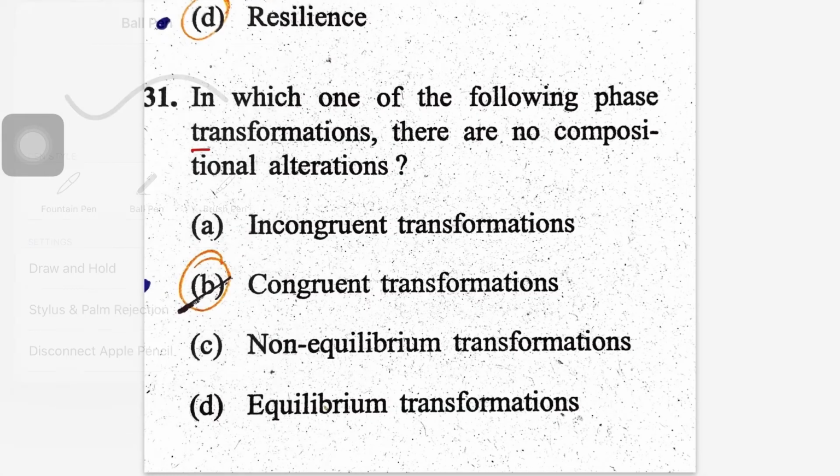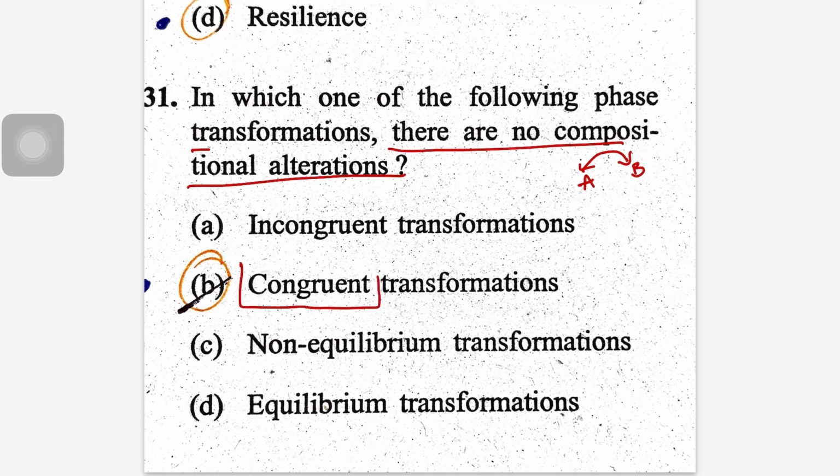In which of the following transformations are there no compositional alterations? That means if a composite is called A before transformation and if it is called B after transformation, both should be the same or identical. If you look at the options, congruent basically means the same. Congruent means identical. So B would be the right option. Even if you have not studied this particular topic, if you know the meaning in the English language, you could easily attempt this particular one.